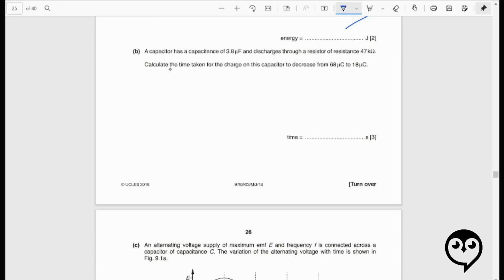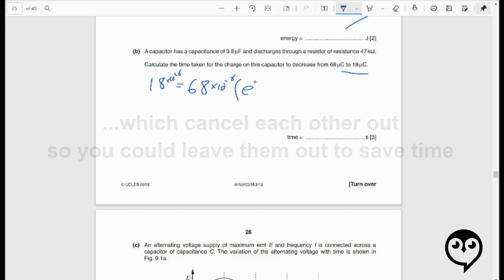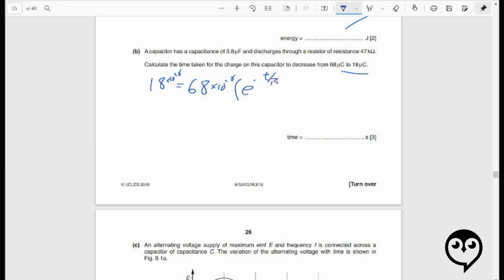Capacitor, time taken for the charge in this capacitor to decrease. Okay, so this could be interesting. Let's do this one. So it's going to discharge, and we're going to start at 68 and go to 18, times 10 to the negative 6, microcoulombs. It's discharging, so it's going to be times e to the negative t over RC. We'll have to figure out our time constant.